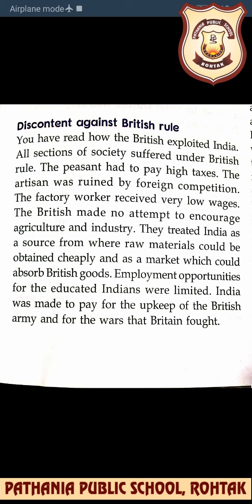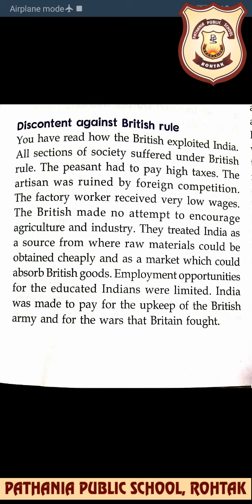They treated India as a source from where raw material could be obtained cheaply and a market which could absorb British goods. As we know, the British colonial government used to buy raw material from India and then dump the finished goods in India. So it was just a market for them. Employment opportunities for educated Indians were limited. India was made to pay for the upkeep of the British army and for the wars that Britain fought.